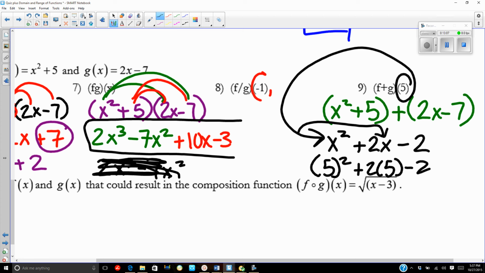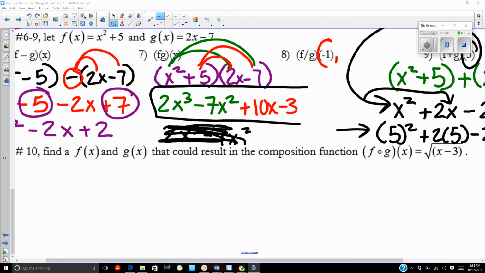And then just evaluate it. You can type all this in the calculator exactly like it looks, as long as you have the parentheses. That should ultimately be 25 plus 10, I believe 33 should be your answer. All right, moving to the next problem.